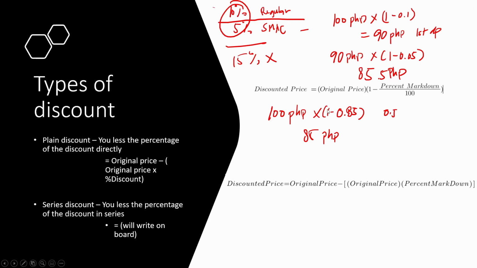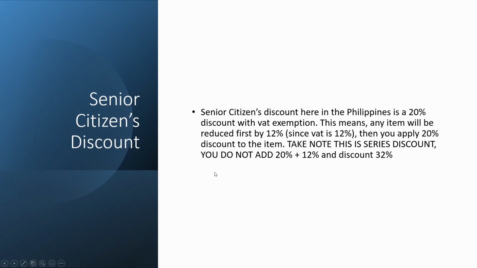A good example of the series discount is the next slide, which is our senior citizens discount. For our senior citizens discount, it's made out of two parts in which you have 20% The senior citizens discount is 20%, and the VAT is removed, which is 12%. So do not add 20 plus 12. What you're going to do is to less it first with VAT, then less it with the senior citizens discount. You take for example, you have 100 pesos.